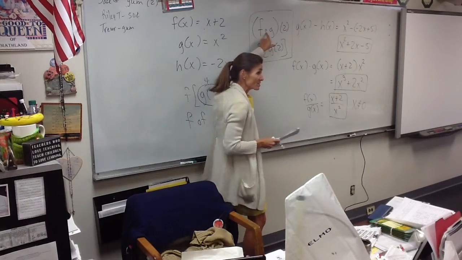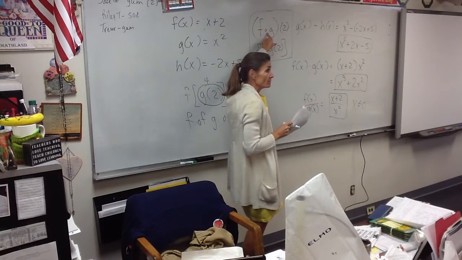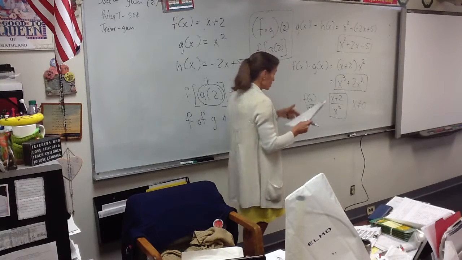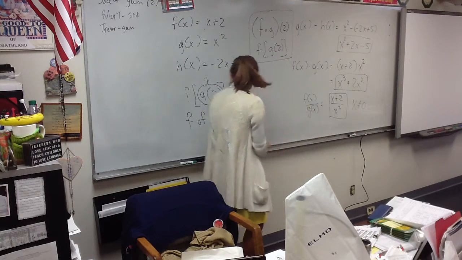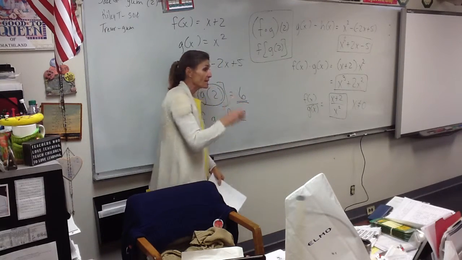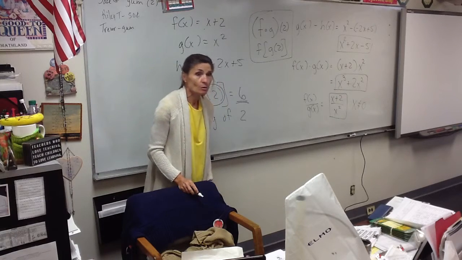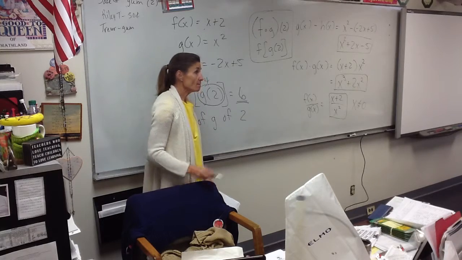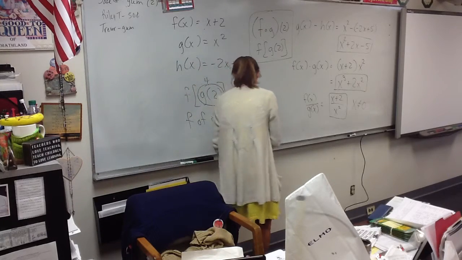That's a little open circle, looks like a little degree mark. But this is f of g of 2. So the answer to question H is also 6. H is the same problem, written differently.